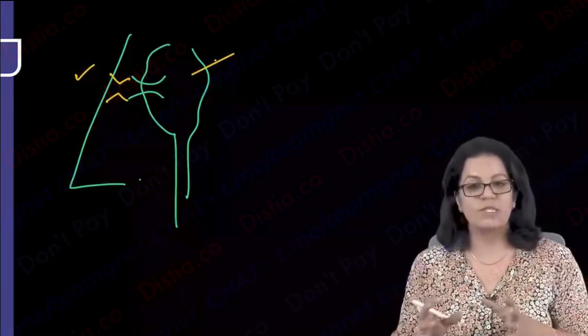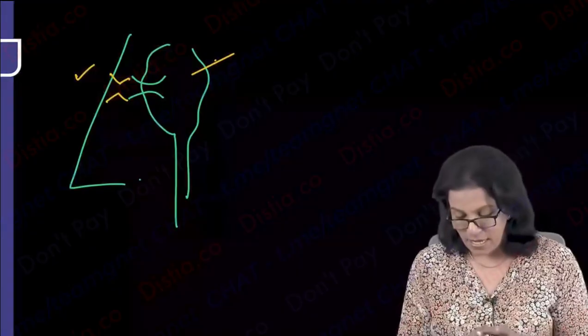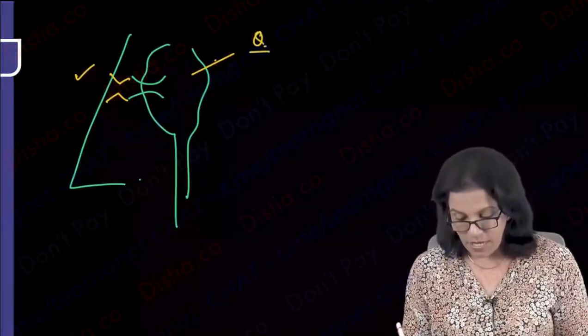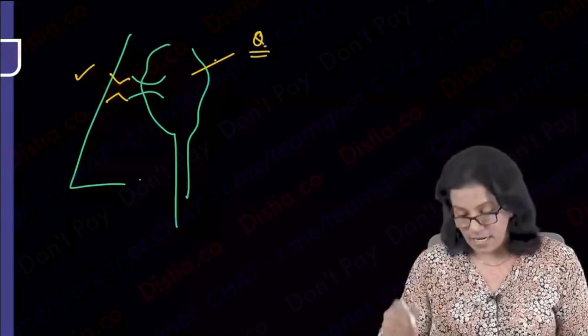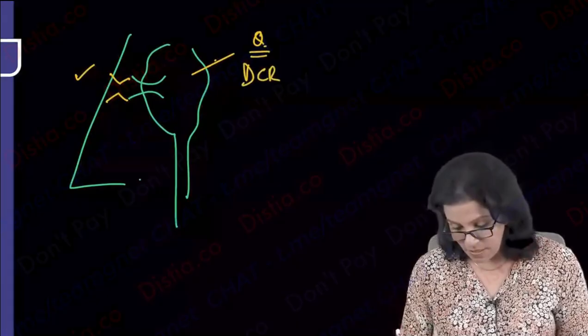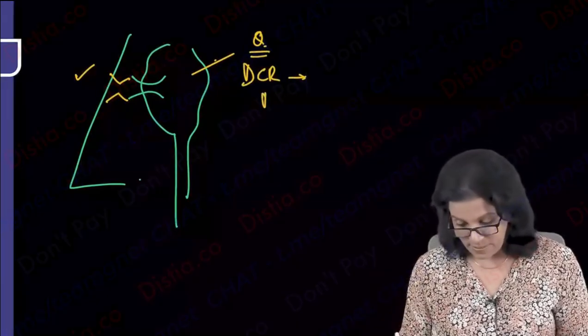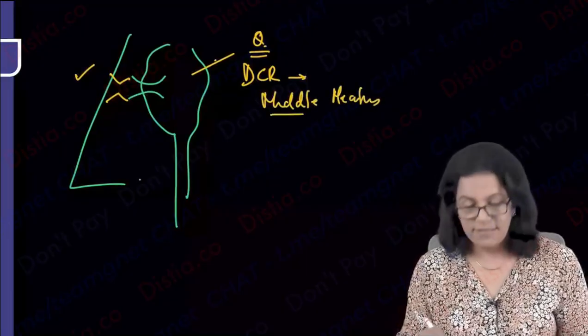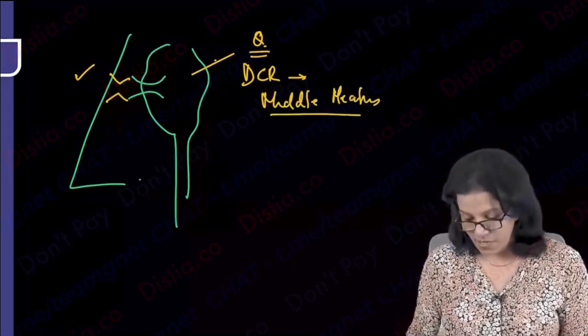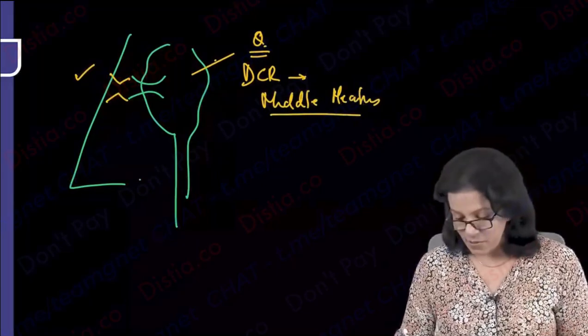This is dacryocystorhinostomy. Now there's an exam question, guys: where do you make the opening in DCR? NLD is opening in the inferior meatus. DCR, where are we making the opening? We are making it above, right? So the answer is middle meatus. Correct? Okay.